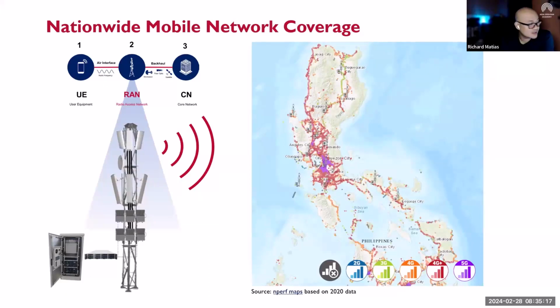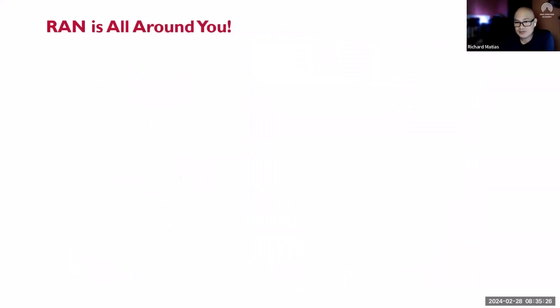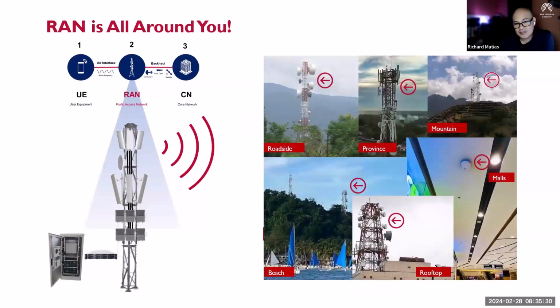So you're just seeing that we are building a lot of cell sites here. RAN is all around you, so you can see it everywhere. These are the different types of RAN or different structures of RAN. You can find a cell site near the roadside, in the province, on top of a mountain, even on a beach, rooftop, or even inside the malls.